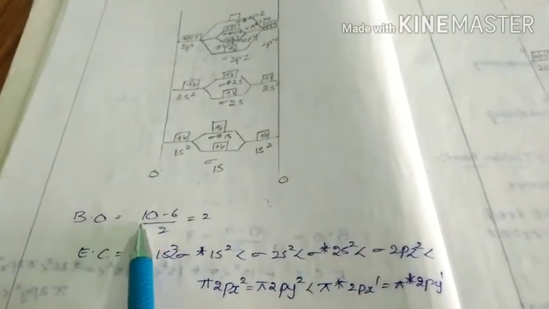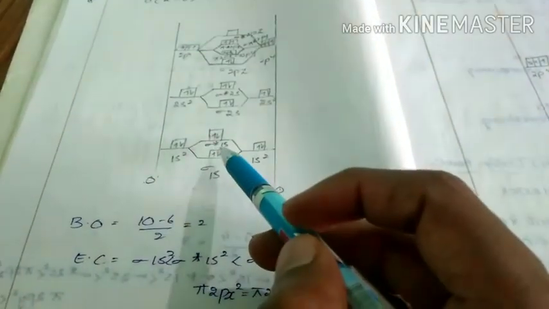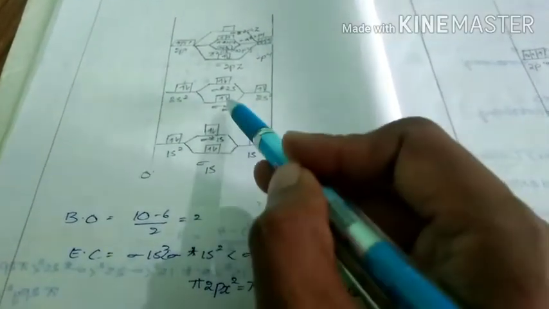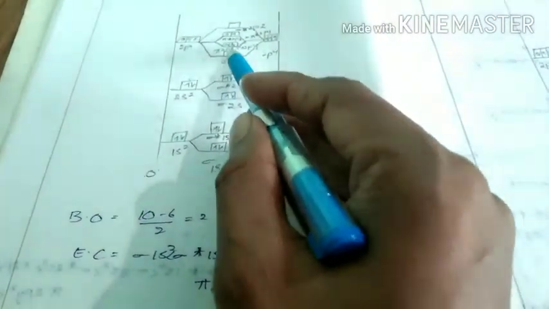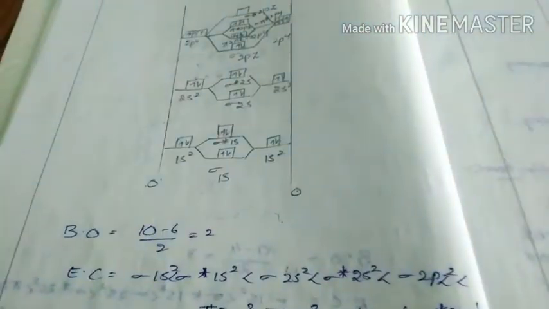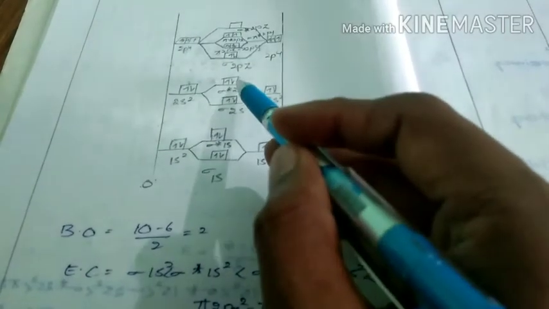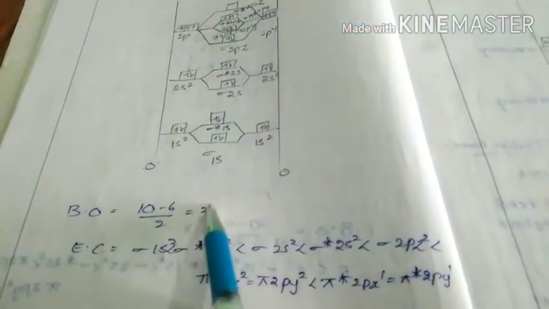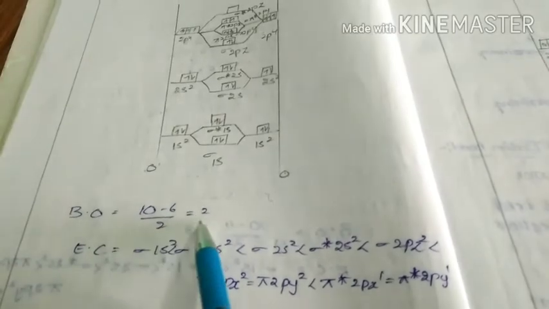Then what about its bond order? Bond order is equal to bonding electrons, that means without stars: 2, 2, 4, 6, 8, 10. Total 10 electrons. Anti-bonding means stars: 2 plus 2, 4, 5, 6. These two unpaired electrons are also anti-bonding because those are present in anti-bonding molecular orbitals. Total bond order is 2. That means between two oxygens, 2 bonds are present.